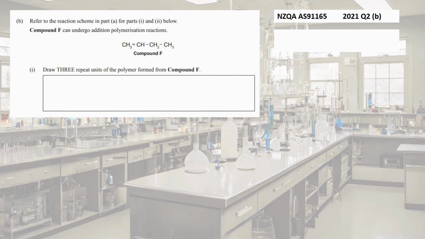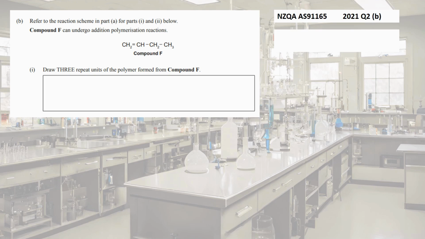Okay, so if you want to go through the questions I'm answering in this video, you can download these papers from the NCEA website. So into our browser, we just type in NCEA AS91165, 2021 if you want to see this paper, 2022 for the next one, and 2023 for the one after.